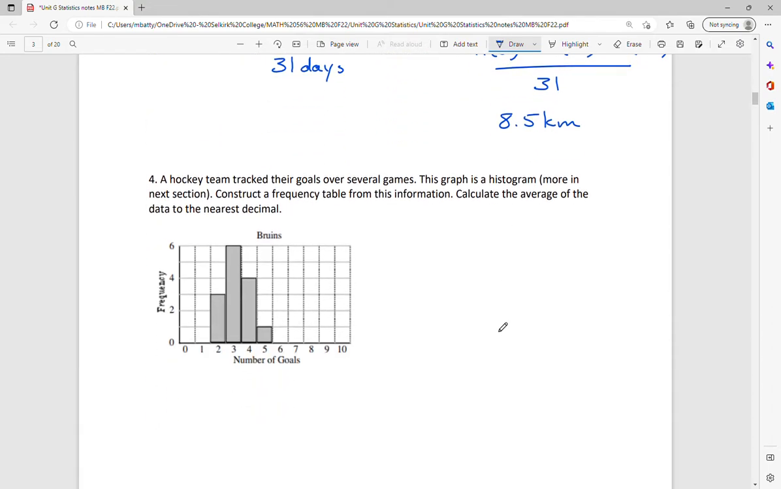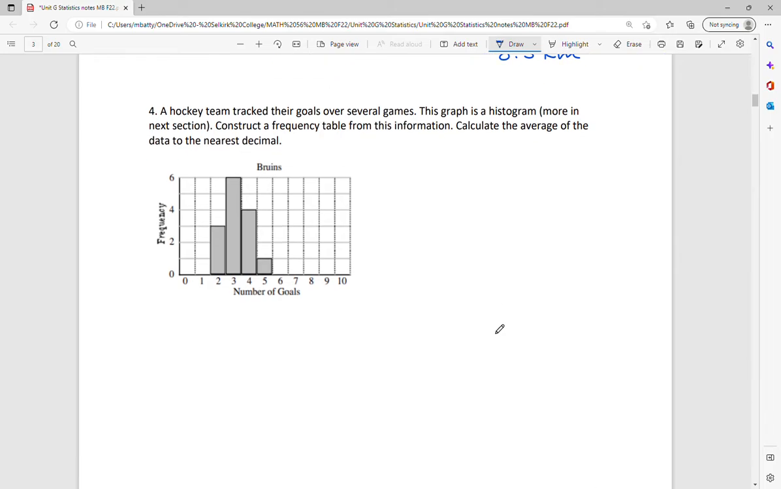Last one. This one is represented in a graph format or a histogram. There's more of that in the next section. We could make a frequency table for this. So number of goals and frequency, or how many games got that many goals. So we had 2 goals in some games, 3 goals in others, 4 goals in some, and also 5.